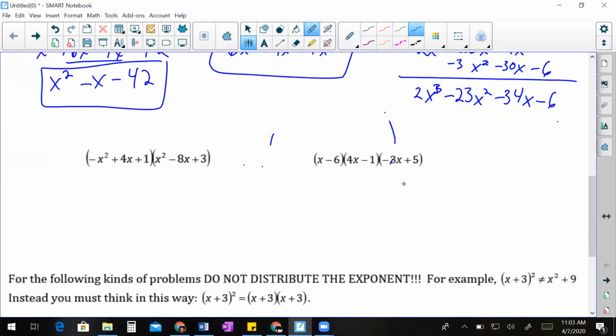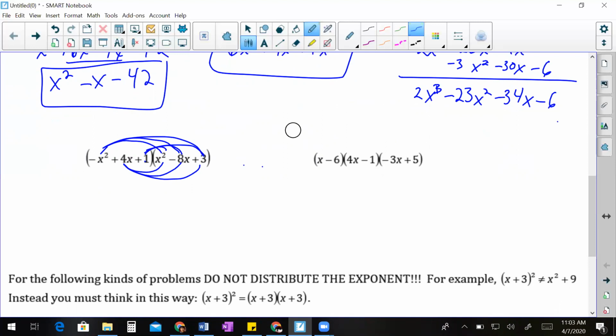All right, that brings us to number 1. This is a trinomial times a trinomial. Same process: take the first piece times all 3 pieces, then take the second piece times all 3 pieces, then take the third piece times all 3 pieces. It's the same process, so I'm not going to do this. What I really want you to see is this last one.